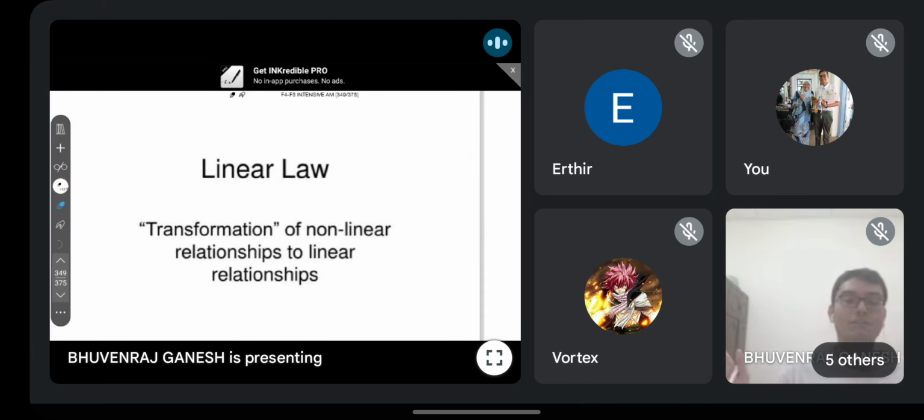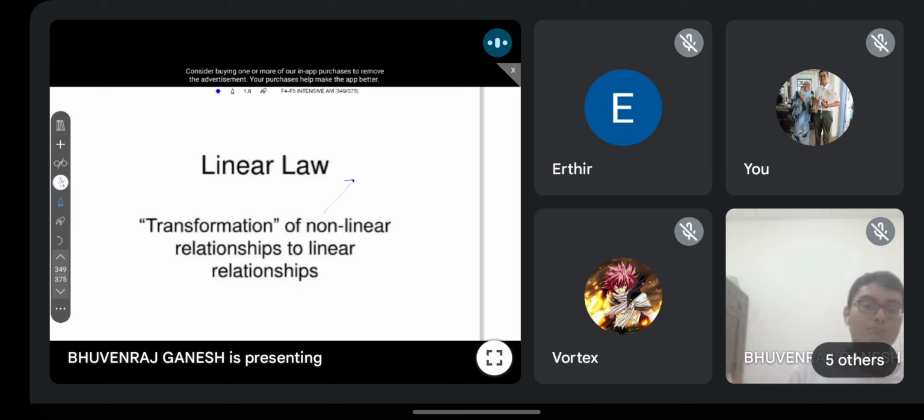Basically in this chapter, you need to know how to transform non-linear relationship to linear relationship. Hukum bukan linear kepada hukum linear. Can you guys tell me any non-linear relationship you know? Can you tell me the name? Apa nama fungsi bukan linear yang kamu tahu? Any example of graph that you know that is non-linear? Boleh bagi contoh tak?